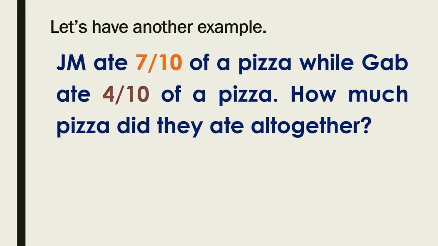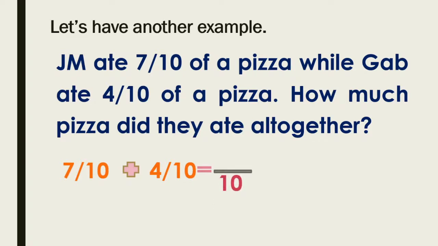So get 7 over 10 and 4 over 10. By writing it down, you could write it vertically or horizontally. Kanina we have written it vertically. So we could also do this horizontally, yung magkapantay lang sila. What they ate altogether indicates that you need to add the fractions. Okay? So 7 over 10 plus 4 over 10, you need to copy the denominator 10. Then 7 plus 4 is 11.